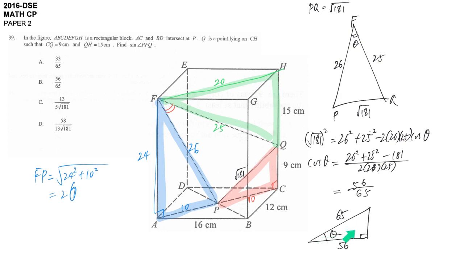In order to get sine theta, we want the opposite side. We can obtain it by Pythagoras theorem, 65 squared minus 56 squared. Then it is 33. So our final answer, sine of this angle, is this opposite side divided by the hypotenuse. It is 33 over 65. We get the answer A. You may think this question is quite complicated, but I think it's quite typical, easy, and also just applying Pythagoras theorem, something like that.